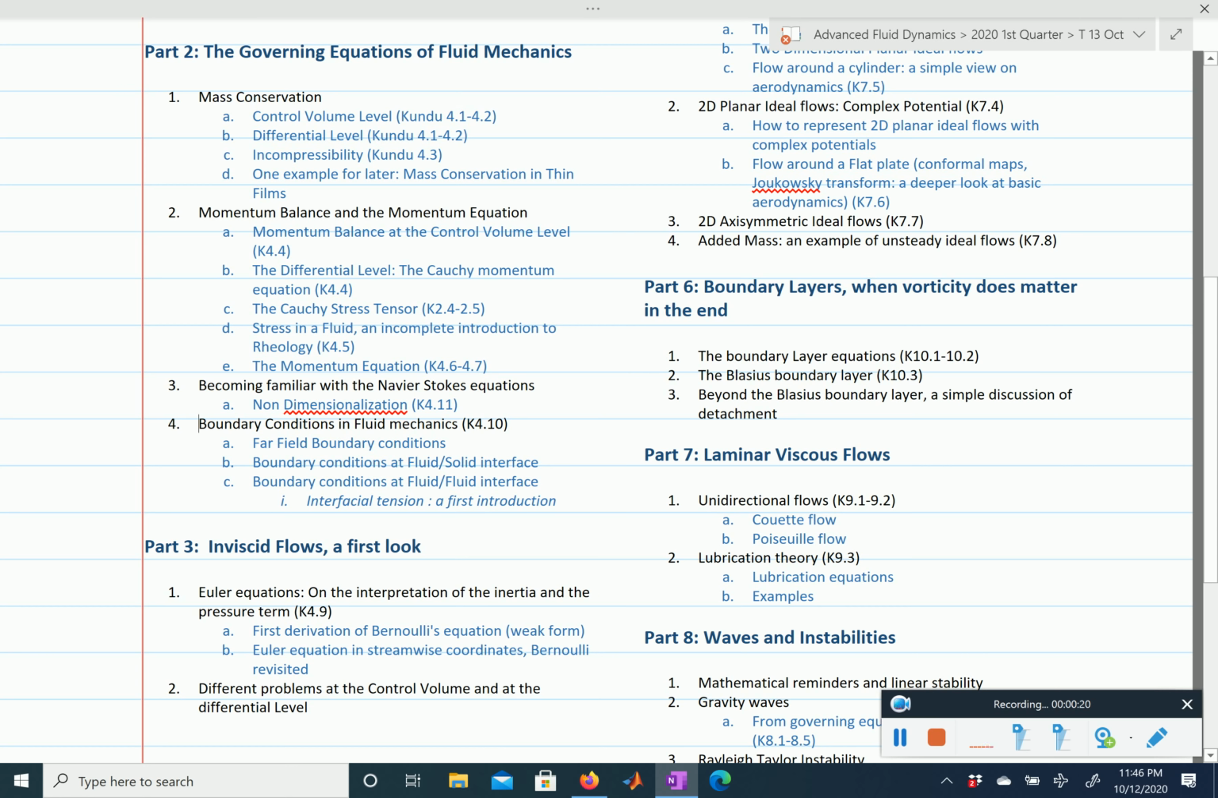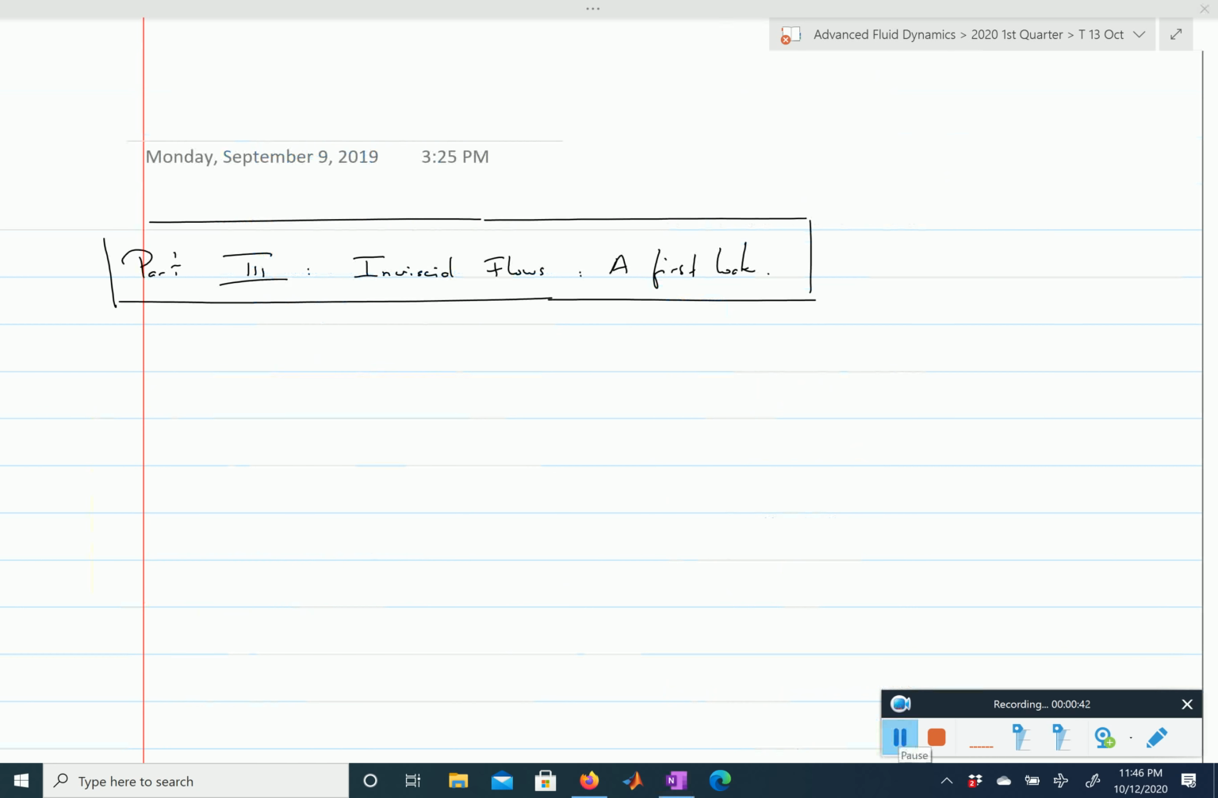And the first thing we're going to do is to start from our now familiar Navier-Stokes equation, and we are going to non-dimensionalize to show how these equations become reduced to the Euler's equation when the effects of viscosity are negligible. So here we'll start with the non-dimensionalization of the Navier-Stokes equation.